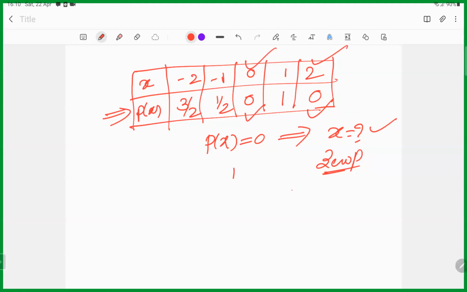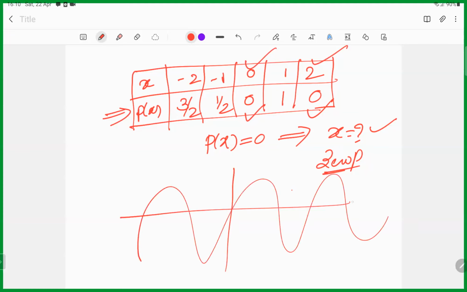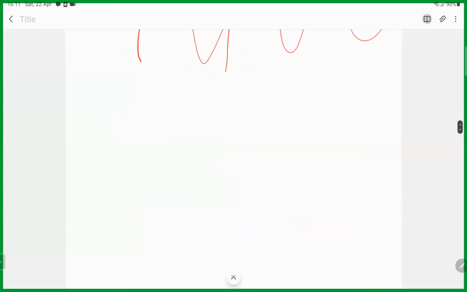So also in the graph. Let's say this is the graph. So here, Prince, can you say how many zeros are here? Seven zeros, sir. 1, 2, 3, 4, 5, 6, 7. Very good. Yeah, here 7 zeros are there. So now you are clear with finding out zeros.